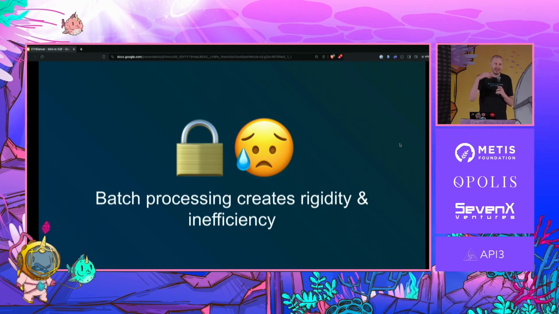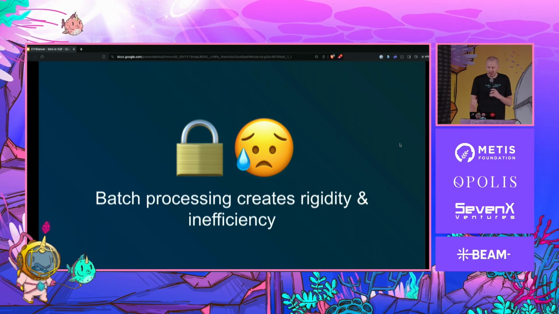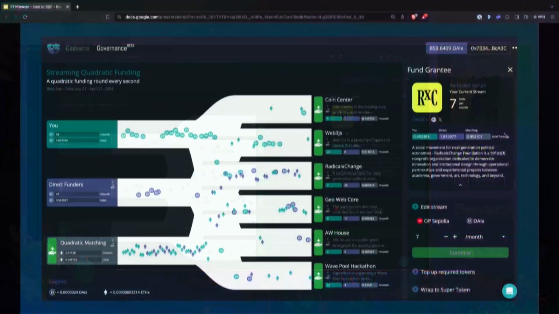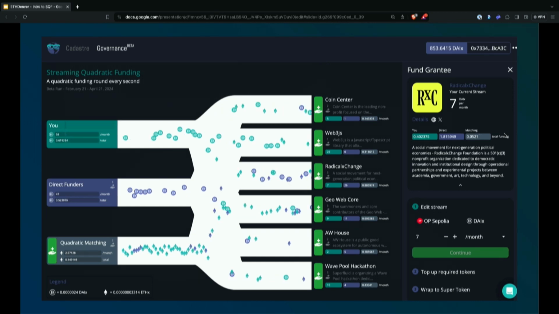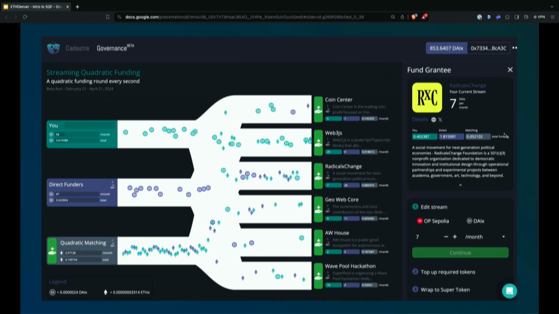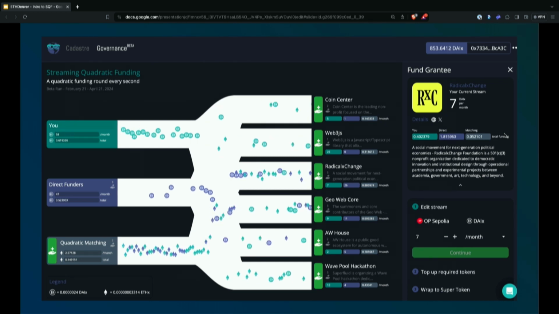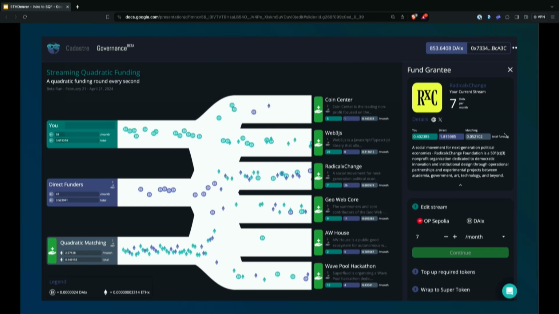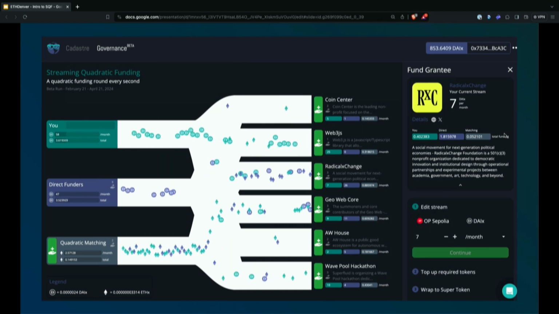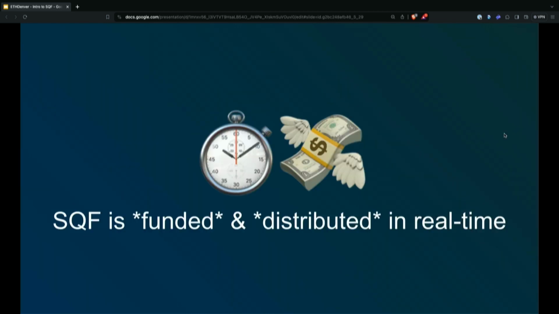Quadratic funding is a very versatile idea. And so this is where streaming quadratic funding comes in. We're going to do away with that batch processing, and we're going to embrace the full programmable nature of money that we have on Ethereum. And we're going to implement quadratic funding with streams. It's a little blurry up there, but you can see some money flowing on a UI. We'll get into what is actually happening there.